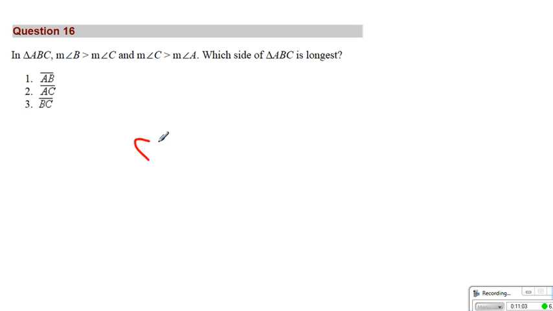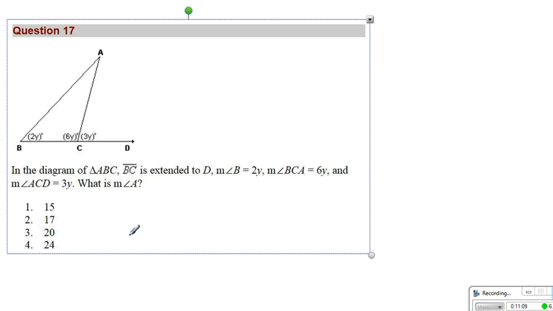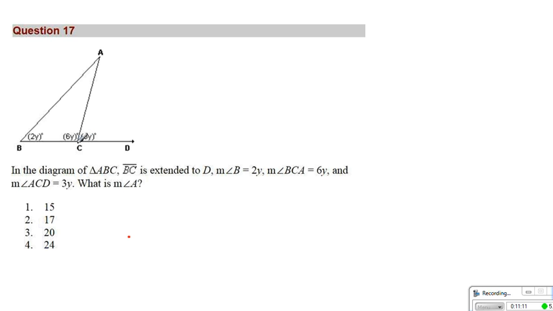All right, number 16. This one also, you guys get to skip it. Now, number 17. Here we get to realize that 3y plus 6y must be equal to 180. That means 9y must be equal to 180, which makes y equal to 20 by dividing by 9.